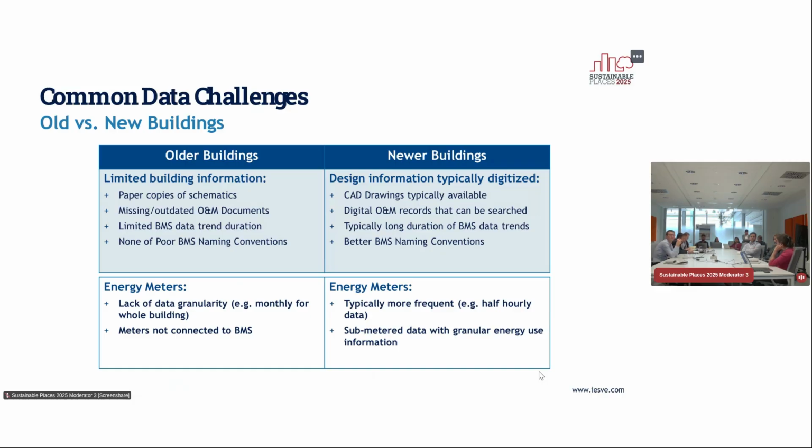It's a lot easier in newer buildings. They have better naming conventions, the BMS are newer generations, and they have longer trends. But even on the metering side, older buildings usually don't have granular data. So maybe it's just one meter for the whole building. We have older buildings with meters that are not connected to the BMS, so we cannot get the data out. So in newer buildings, it's a lot easier. In our experience, those are mostly the primary challenges we have in older buildings.